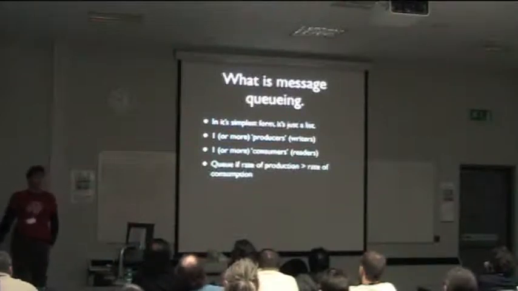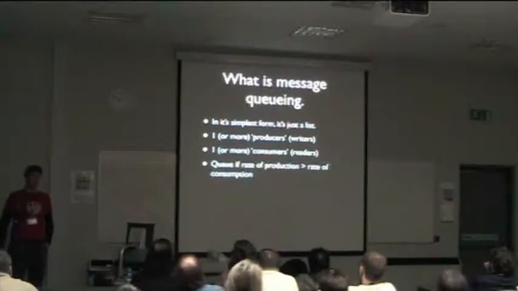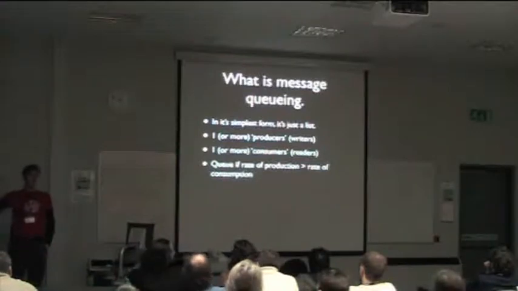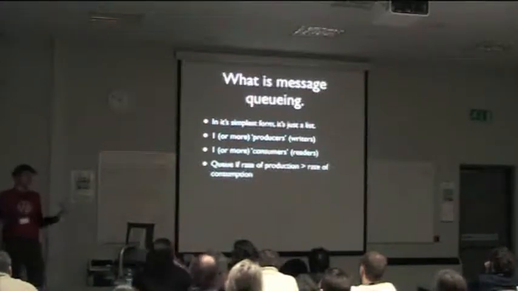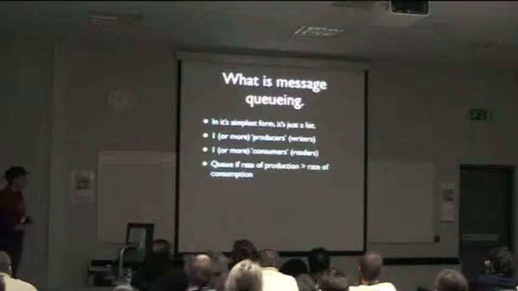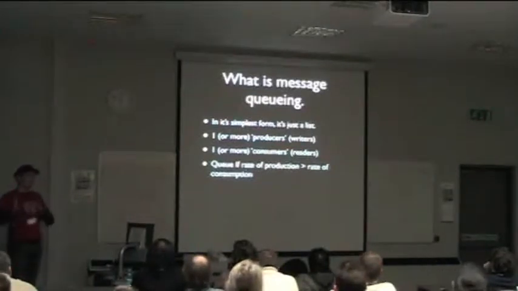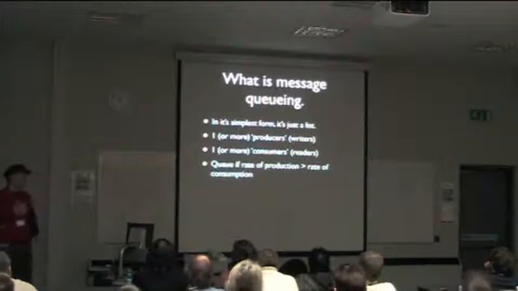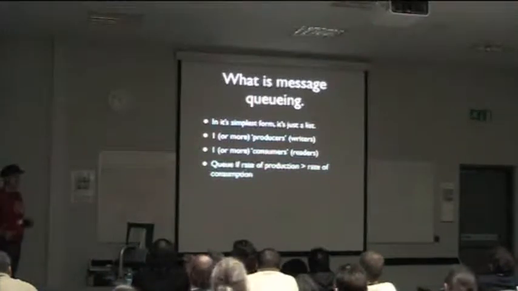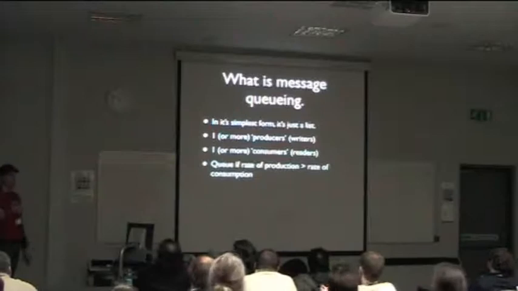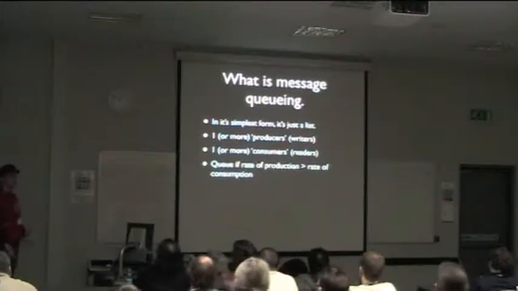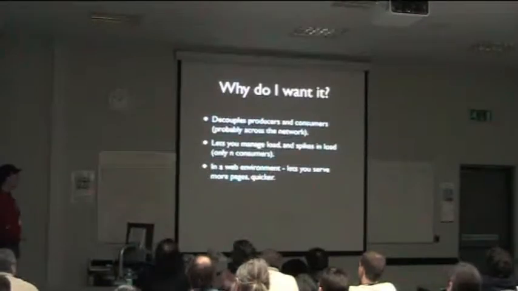In its simplest form, a message queue is pretty much a list, and you put things on one end of the list, and you take things off the other end of the list. Some terms: we have producers, who put things on the list, and consumers, who take things off the list. And you have a queue if you're putting things on the list faster than you take them off, because the list grows.